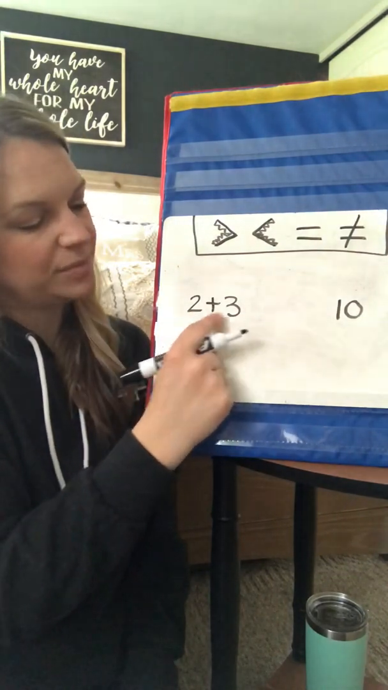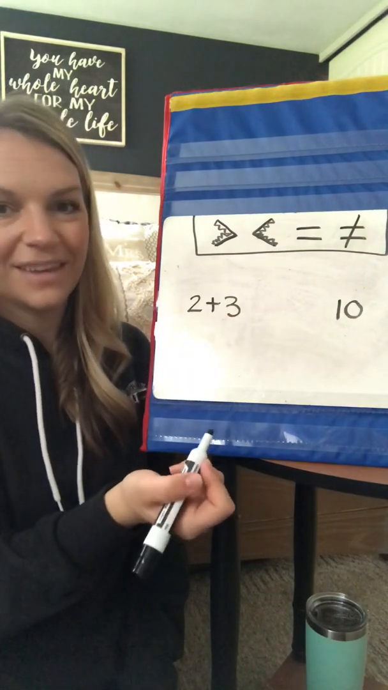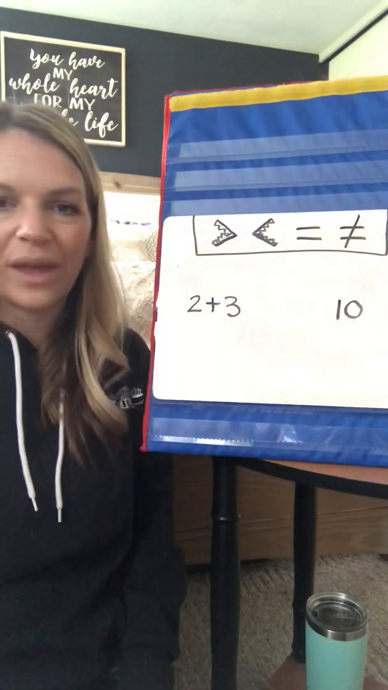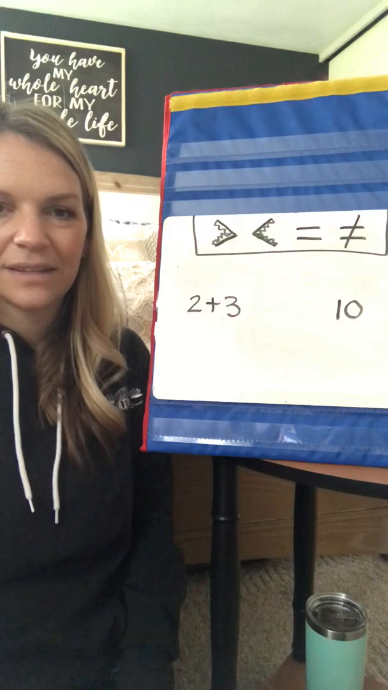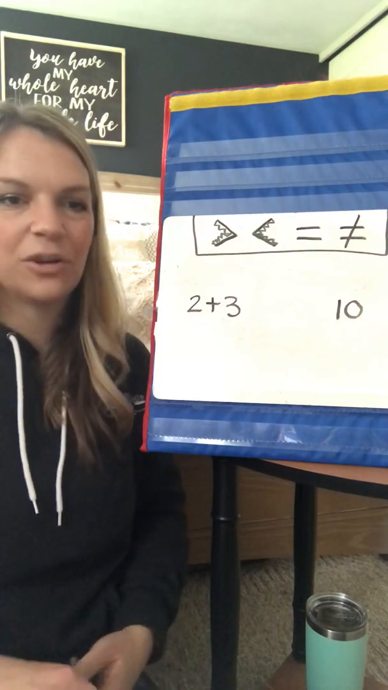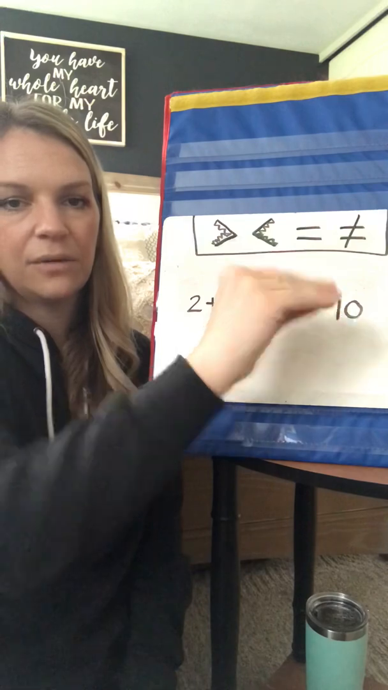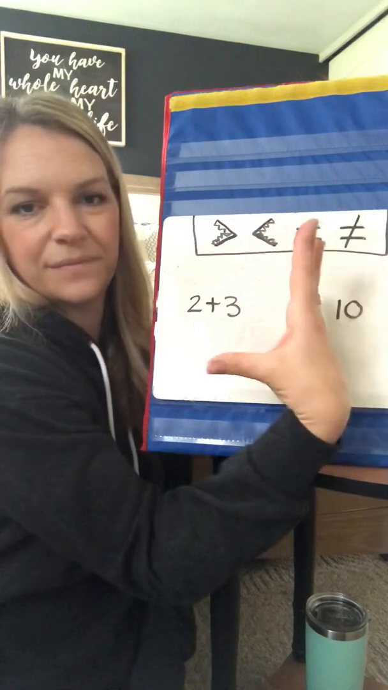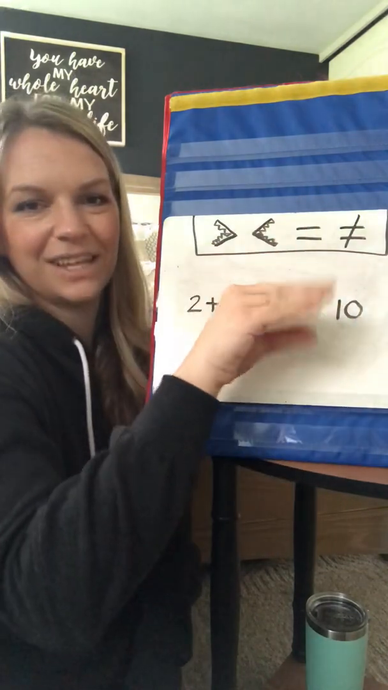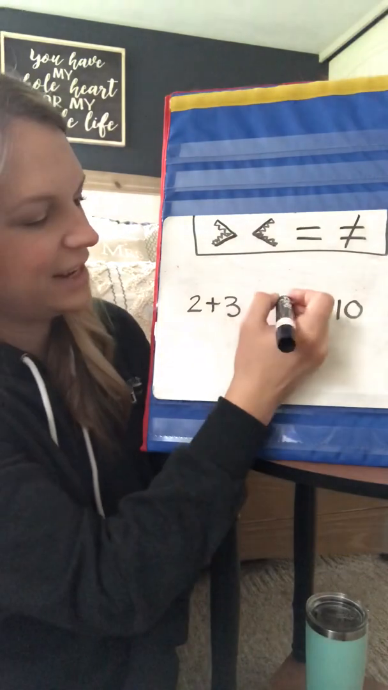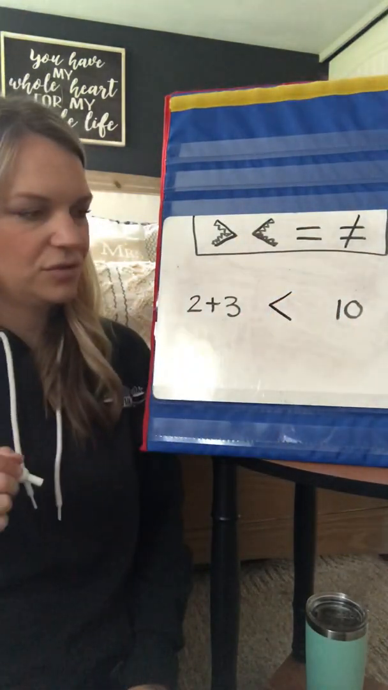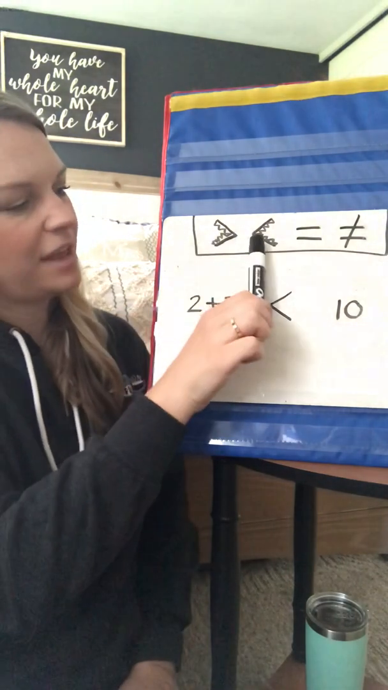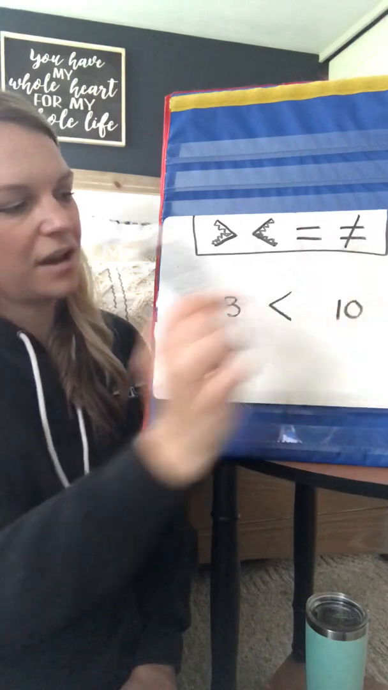Yes. So what is 2 plus 3? 5, right? So we have 5 and 10. Which one is the greater number? Yes, 10. So show me, are we going to do a mouth this way, or are we going to do a mouth this way? Everyone show me, this way or this way? Good. If you said this way, you are right. 10 is greater than 2 plus 3, which is 5. Okay, so we have greater than, less than, equal, not equal.